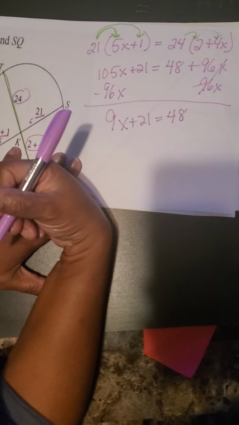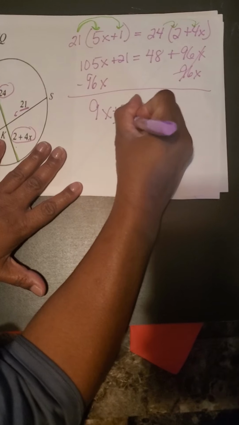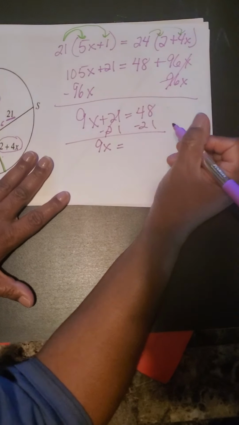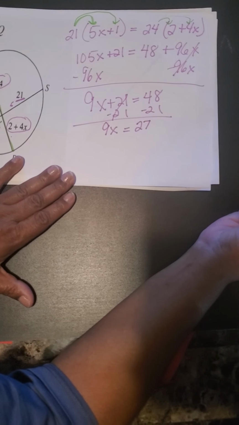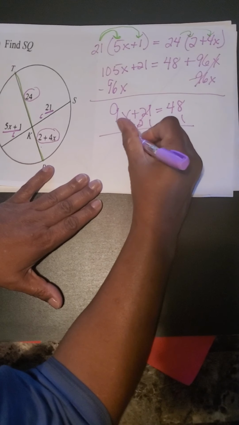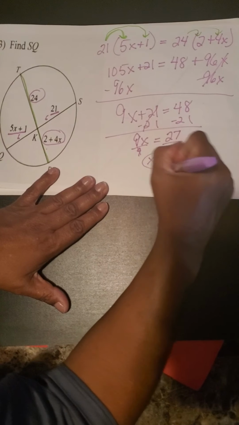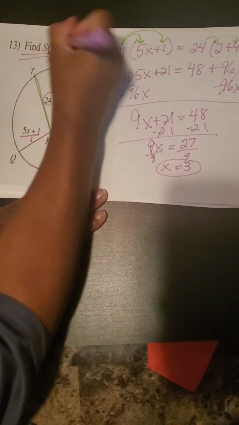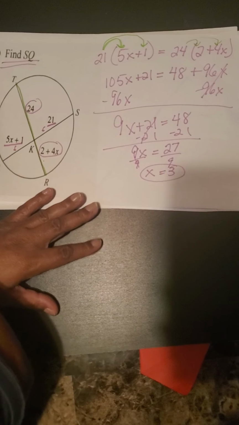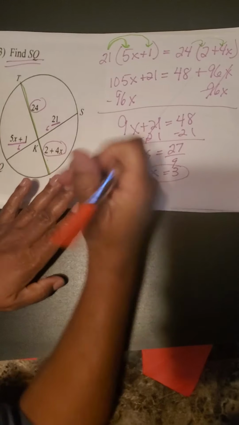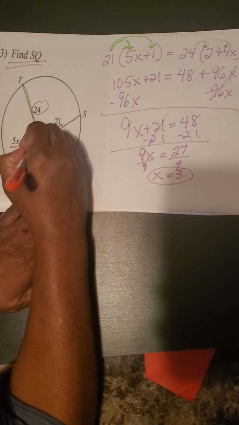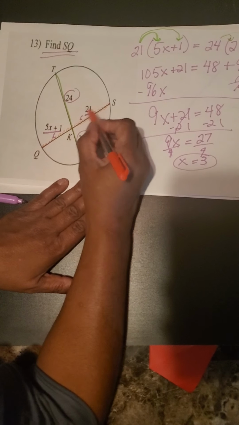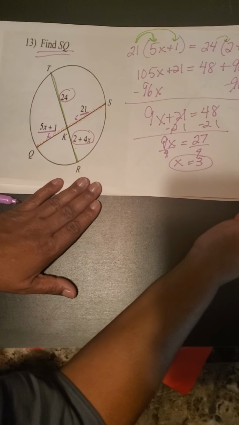This cancels out. Then I subtract 21 from both sides. 9x is equal to 27. Divide both sides by 9. X is equal to 3. But this is not the final answer, because for this particular problem, they wanted us to find SQ. SQ is this whole entire segment, this whole entire card. So what we need to do is add these two pieces up, plug in, and add these two pieces up.